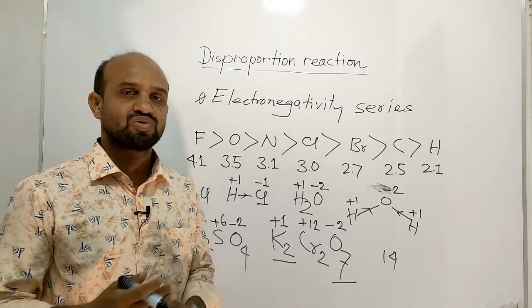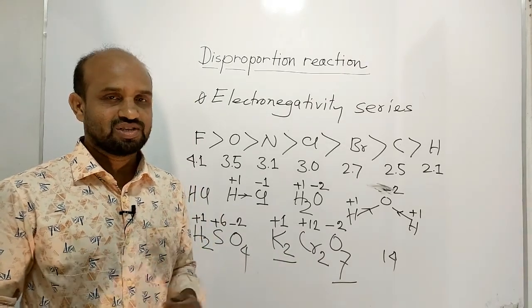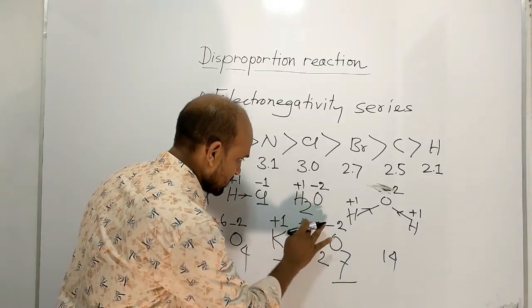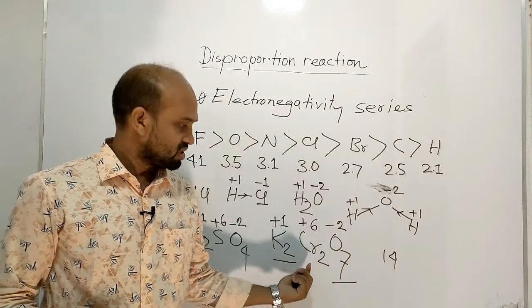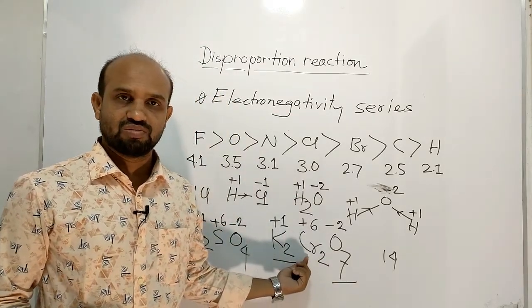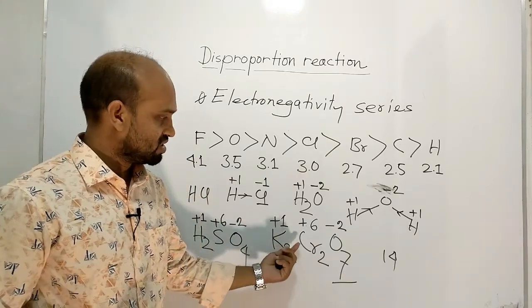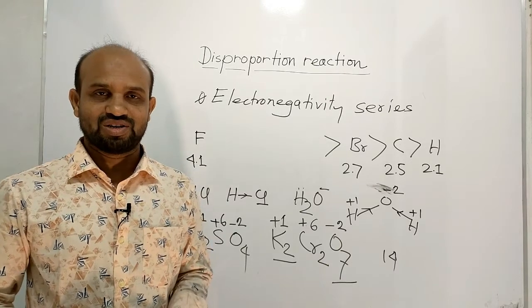Yes, but 2 chromium atoms donate 12 electrons. This is not the oxidation number of chromium here. Oxidation number of chromium here is +6. Each chromium atom donates 6 electrons. That is why here +6. Let's move on to another point.